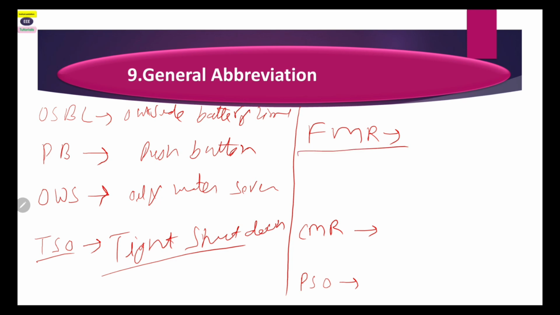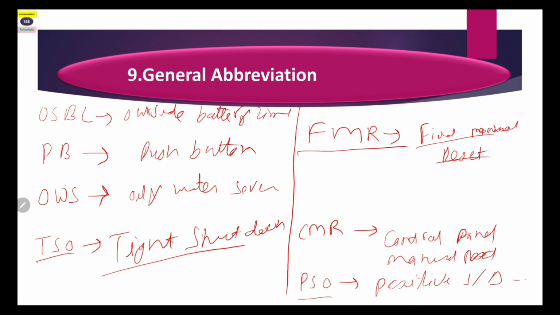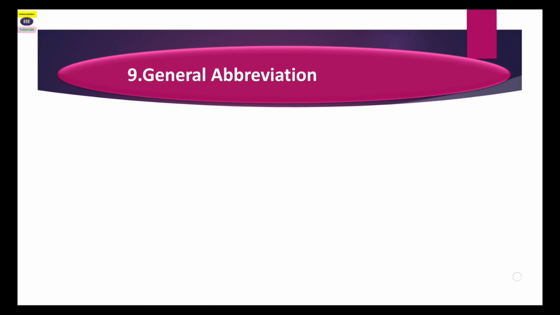FMR is the field manual reset. It is generally used for SOV. Why is it written? Sometimes we need to reset the SOV so that the valve may be opened or closed. So this is the field manual reset, and this is the control panel manual reset. So these are the abbreviations generally used, and this is where our fourth part is completed.